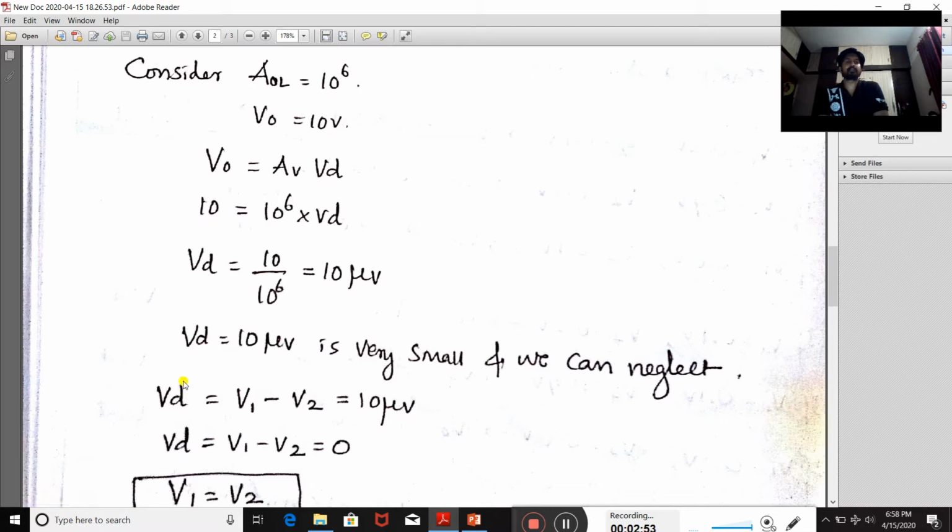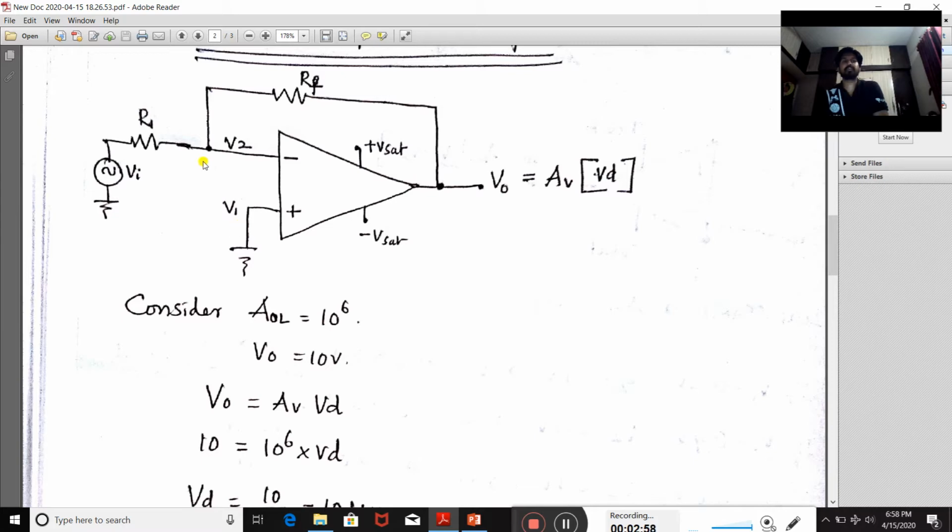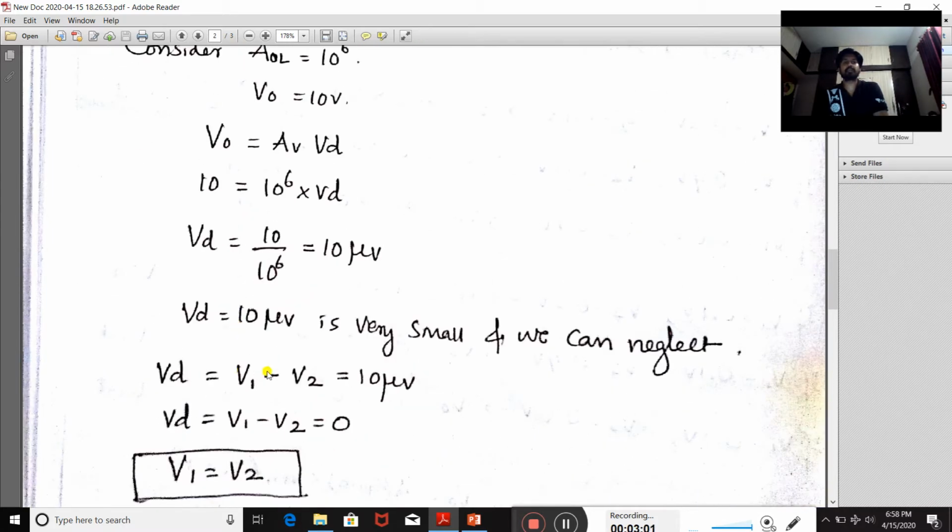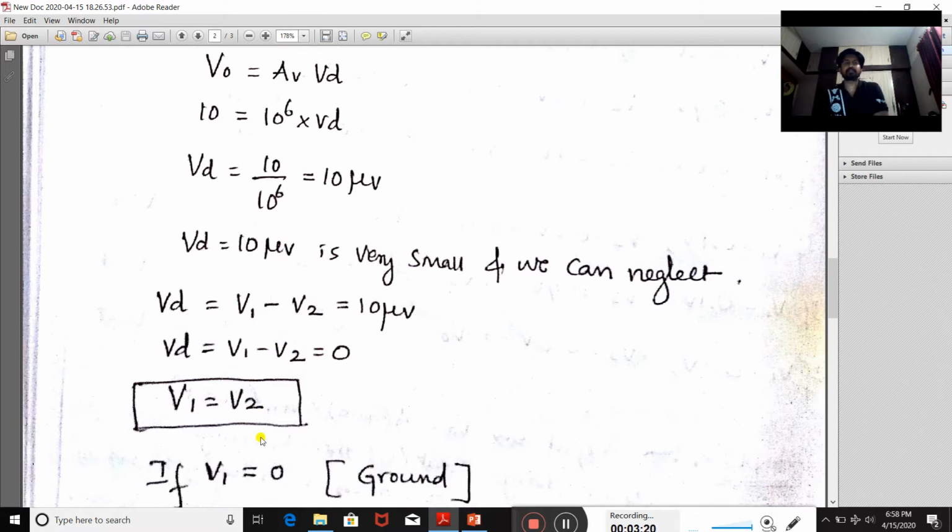VD is the difference between V1 and V2. So V1 minus V2 is equal to 10 microvolt, and 10 microvolt is very small. If you neglect it, it can be considered as 0. So VD is equal to V1 minus V2, which is equal to 0. If you send V2 to this side, then V1 is equal to V2. That means the potential at V1 will be the same as the potential at V2.